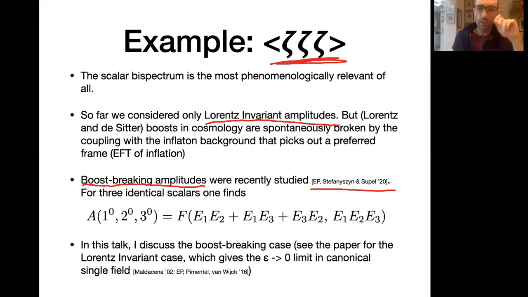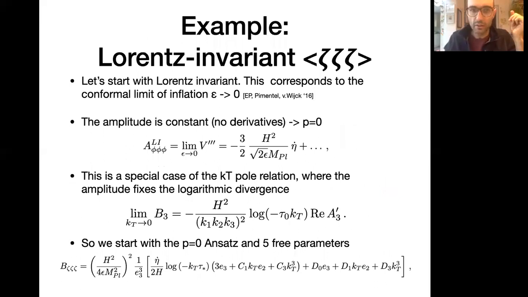So in this talk, I will give you some specific examples, but in principle, you can extend this to many other more complicated examples. So the first example that I want to discuss is the example in which we take a Lorentz invariant amplitude. And we take the simplest one. Basically, we take the amplitude that would correspond to a phi cube interaction.